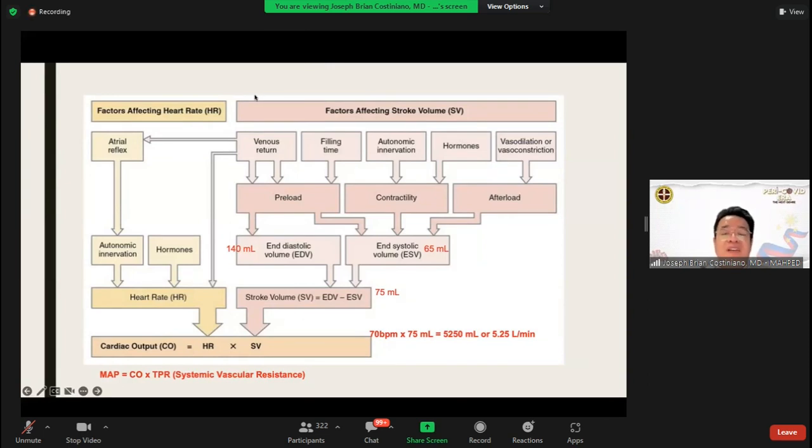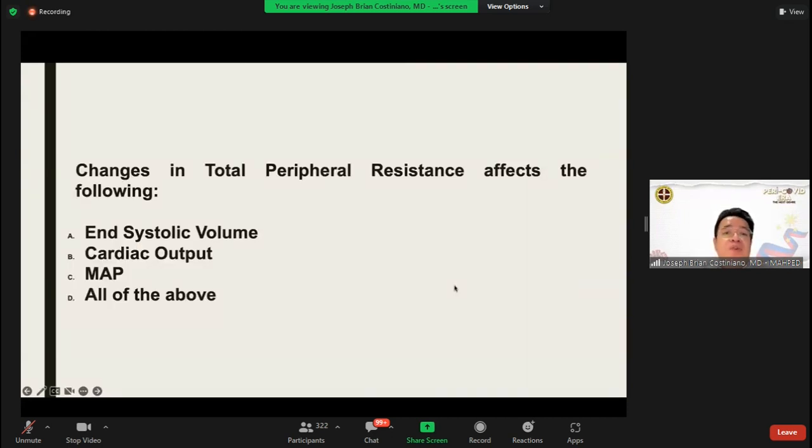Okay? So 'di ba ang simple lang niya talaga kung alam mo lang talaga itong table na ito, no? So matitrace mo kasi okay. O nga no, pag mataas yung preload mo, then of course tataas din yung end diastolic volume. Then also you will see an increase in your stroke volume and your cardiac output. So the more that the heart, the atrial muscle is stretched, okay, because of increased venous return, then the more ang cardiac output or contraction. Changes in your total peripheral resistance affects the following. Is it A, end systolic volume, B, cardiac output, C, MAP, or D, all of the above?